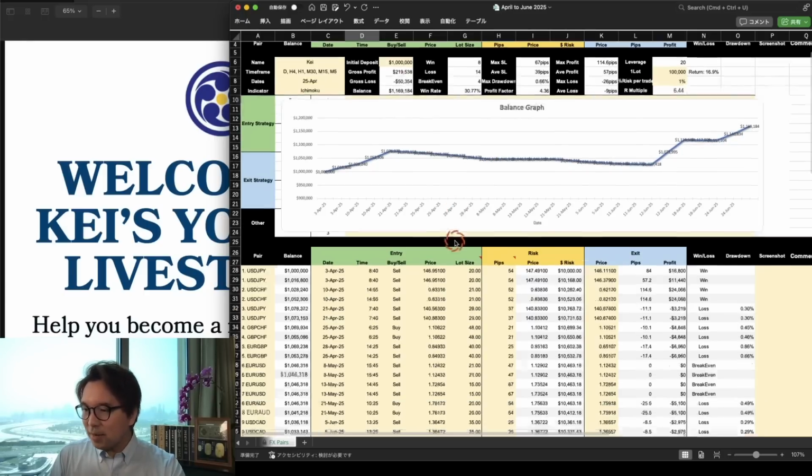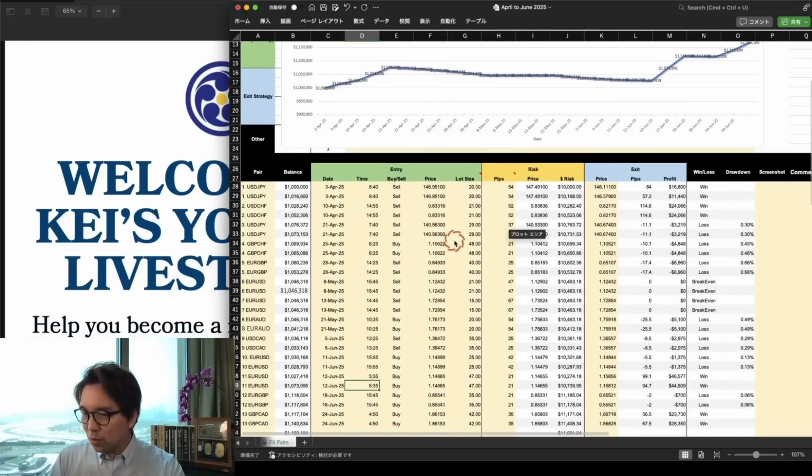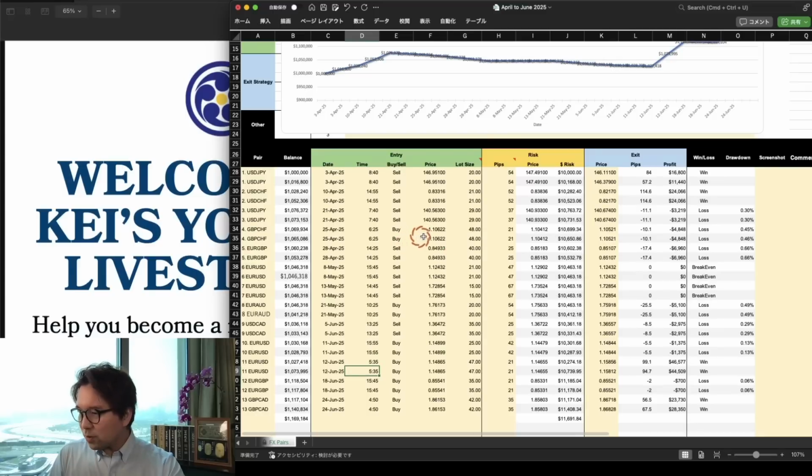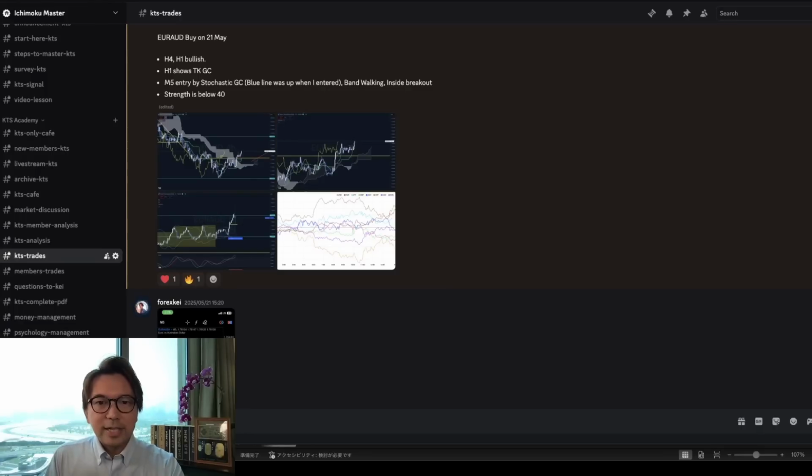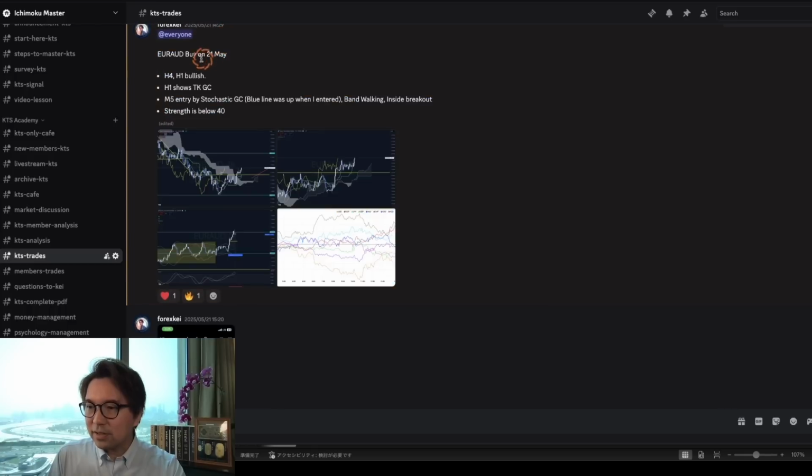First, let me show you one of my losing trades, which happened in the month of May. Let me switch the screen to the Discord group because I posted the trade on Discord. Okay, so that was on EURAUD. I bought it on the 21st of May.